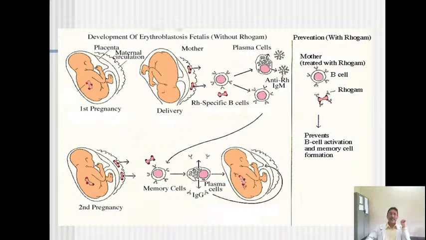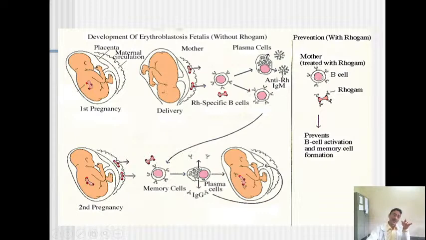So here this is the diagram. There it is the first pregnancy, this is the Rh positive, this is the maternal circulation, delivery is happening. From the fetus you will find that the Rh positive cells are going into the mother, stimulating the plasma cells or the antibodies in the mother. So the mother develops the anti-Rh antibodies.